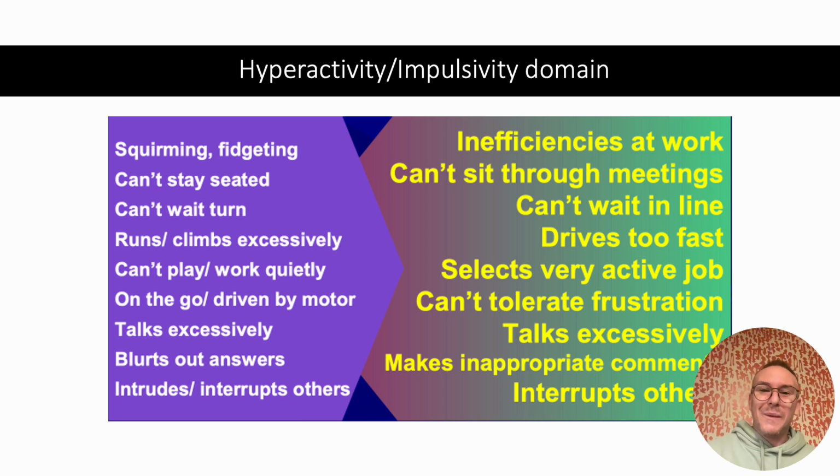And for adults, we see this manifesting as inefficiencies at work, can't sit through meetings, can't wait in line, maybe they drive too fast. Often we might see ADHD individuals reflecting that in their job choices. So selecting very active jobs where they can be on the go. Can't tolerate frustration, again, excessive talking, sometimes making inappropriate comments, coming from not thinking before you speak, and interrupting others.